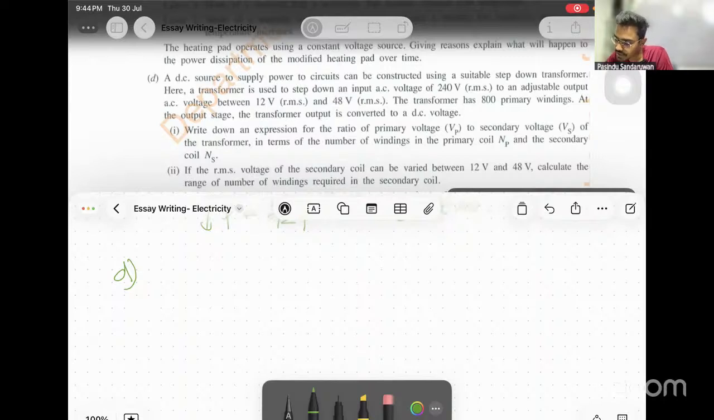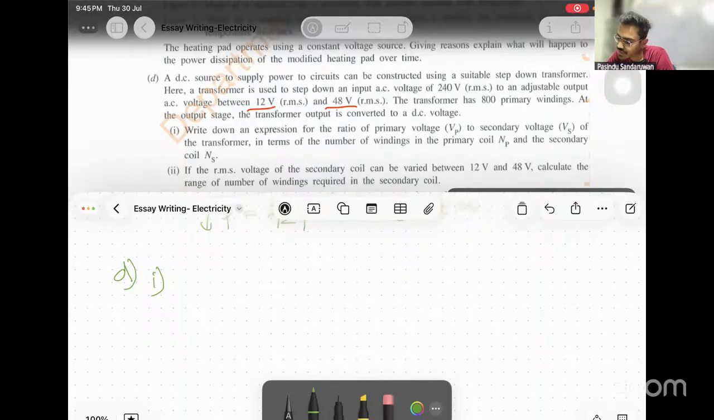Part D. A DC source to supply power to circuits can be constructed using a suitable step-down transformer. A transformer is used to step down the input AC voltage of 240 V RMS to an adjustable output AC voltage between 12 volts and 48 volts. The transformer has 800 primary windings. At the output stage, the transformer output is converted to a DC voltage. Transformers work on electromagnetic induction.